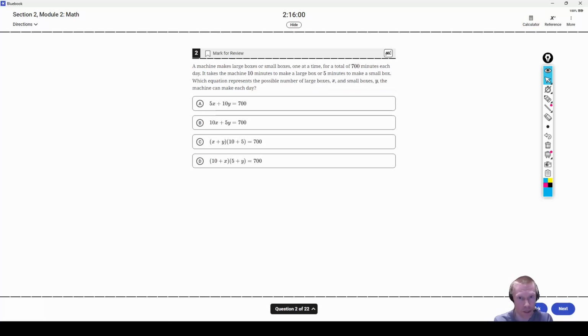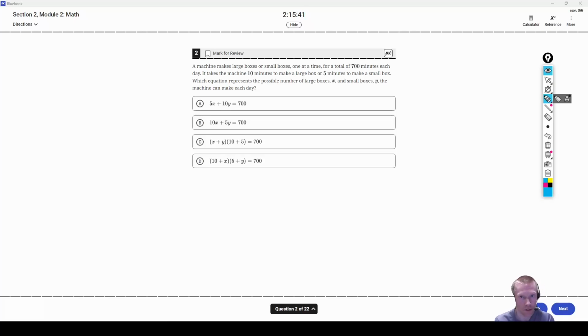All right, here we have basically an interpretation of a linear function question. A machine's making boxes, total is 700 minutes. That's why you have all these equations equal to 700. 10 minutes for a large box, 5 minutes for a small. X is the number large, Y is the number small. They want to know what the equation represents this.